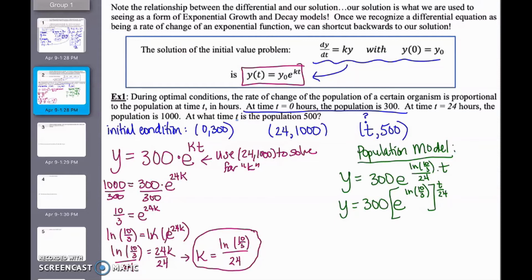The reason I want to do that is because my e and my natural log are going to undo each other. So I really have y equals 300 times 10/3 to the t over 24 power. That is just a little bit nicer to work with, so that's why I did that. So now we still have to answer the question, when is our population equal to 500?